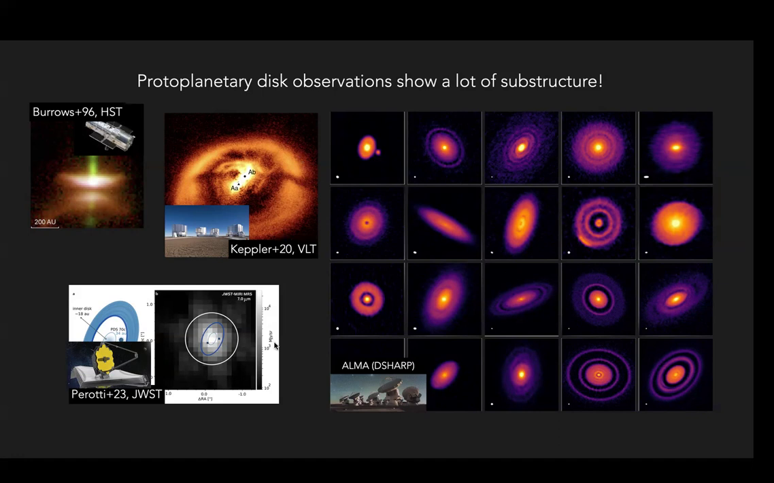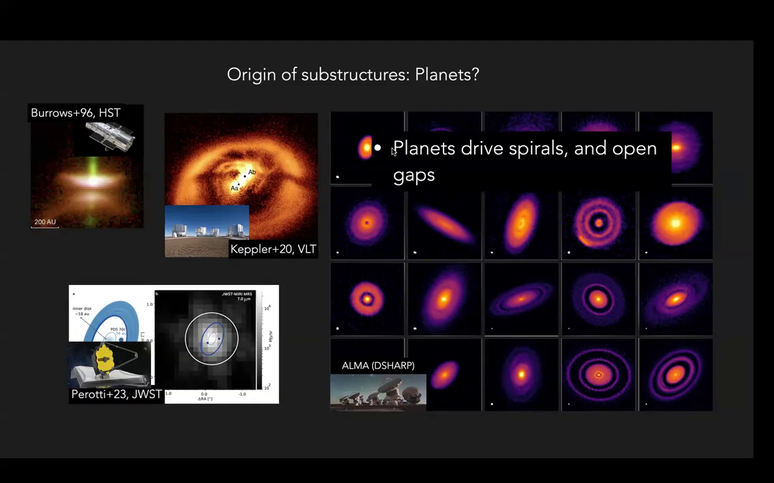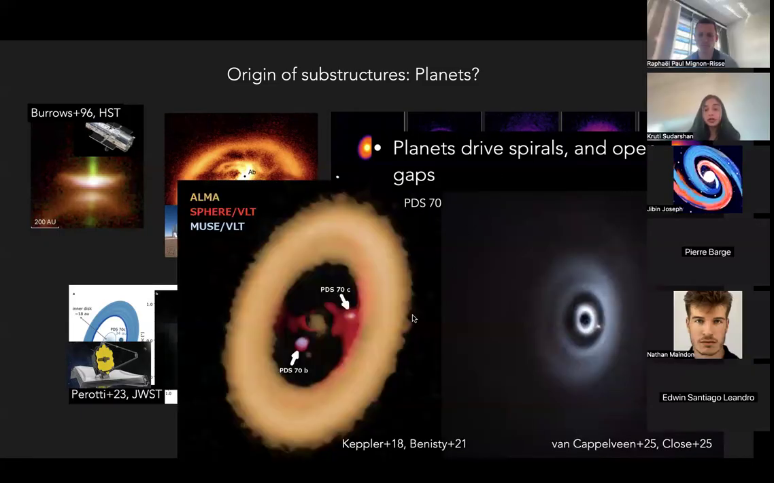So we see that, all in all, protoplanetary disk observations show ubiquitous substructure. These spirals, rings, gaps, also asymmetries, vortices in some cases, and the vertical structure as well is very rich. And we think that some of the substructures originate due to planets. Planets drive clear signatures of these substructures. They drive spirals in the disk and they open up gaps for large enough planet masses.